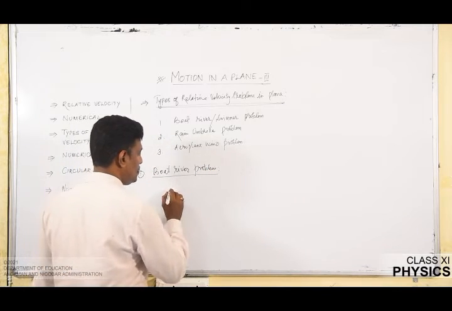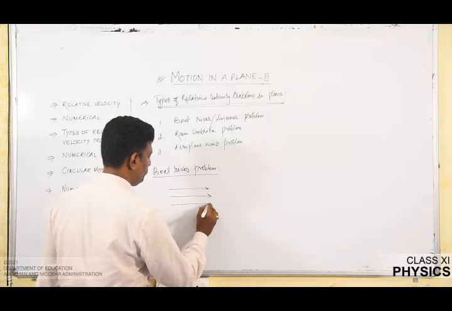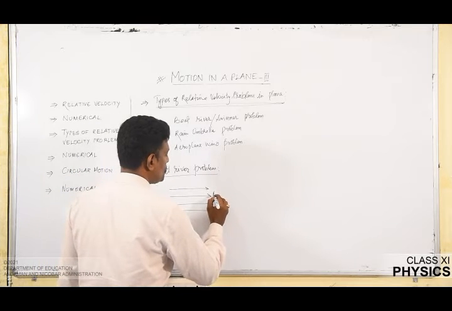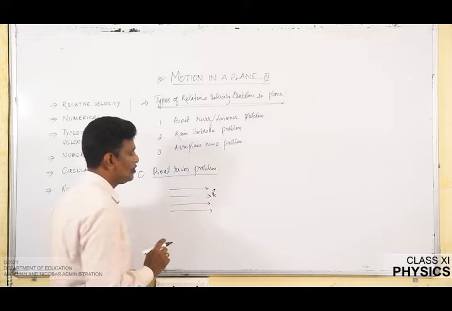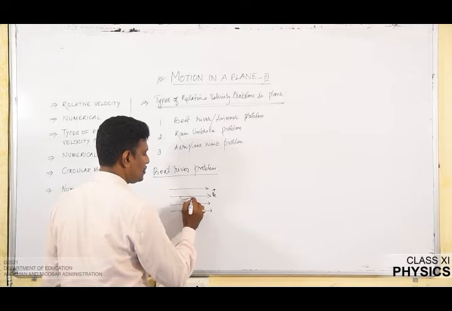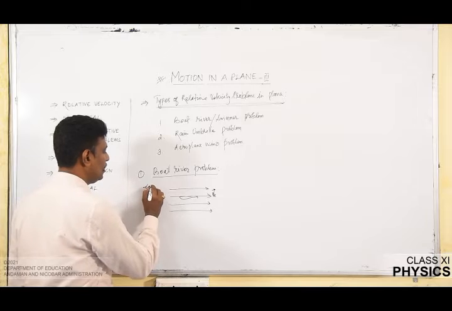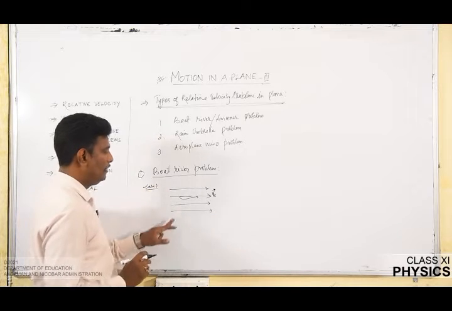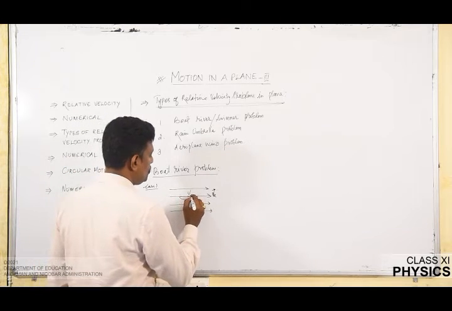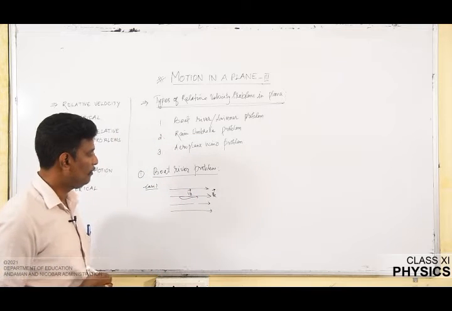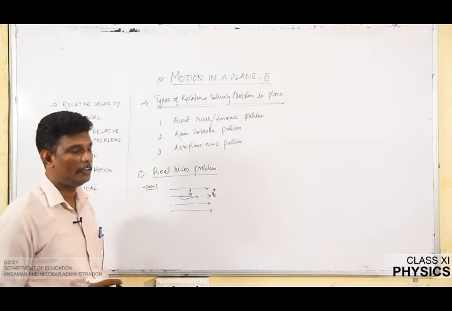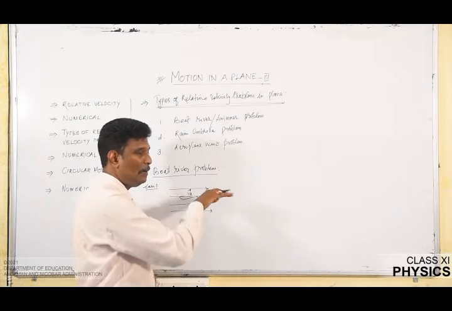Let us consider this is the direction of the river flow. Say the velocity of the river is Vr. If the boat is also moving along this direction, it may be taken as case 1. When the boat is moving along the direction of the river, say the velocity of the boat is Vb, then what will be the velocity of the boat with respect to the river? In this case, both are moving in the same direction.